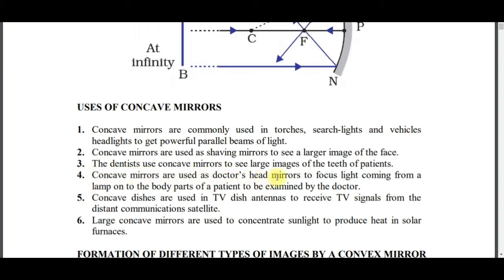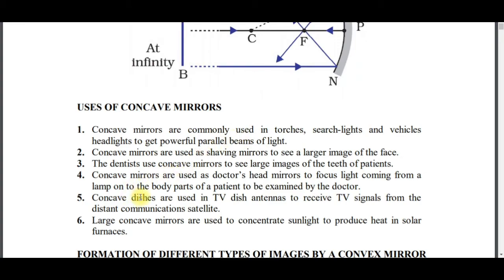Concave mirrors are used as doctors' head mirrors to focus light coming from a lamp onto the body parts of a patient to be examined by the doctor. Doctors have those headlights, somewhat like coal workers, they have those on their head. The light above them is concentrated through that mirror, and it falls on the part where the doctor is looking at the patient's body. Okay, suppose he wants to look at somewhere there is a swelling, on the hand or on the leg or near the stomach, he will focus that light there.